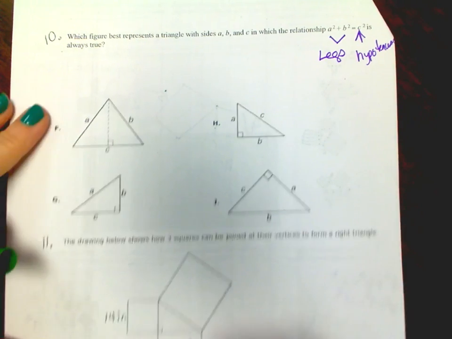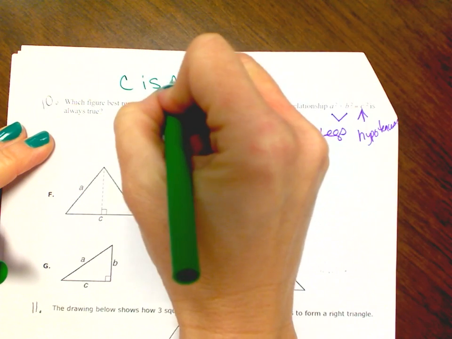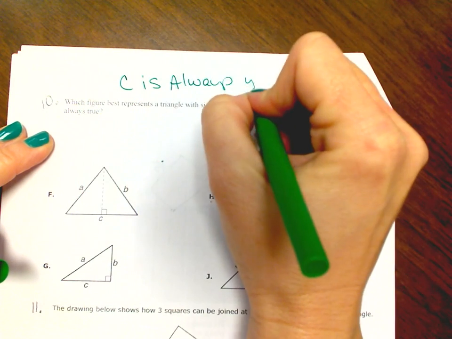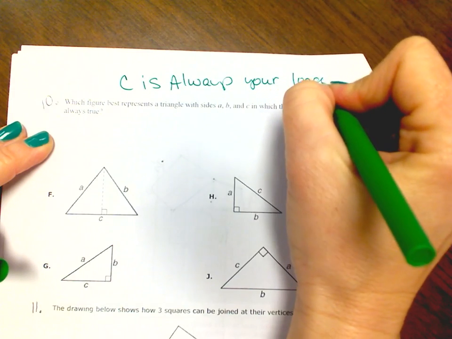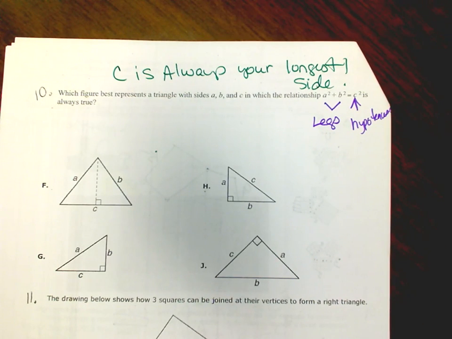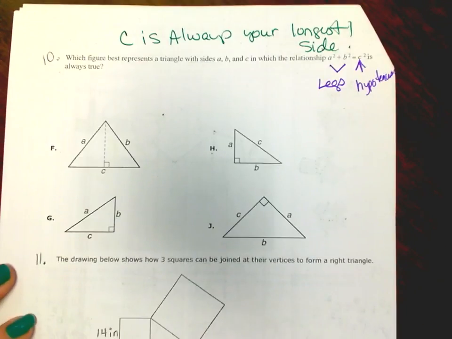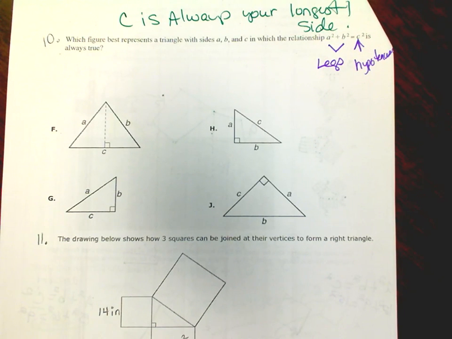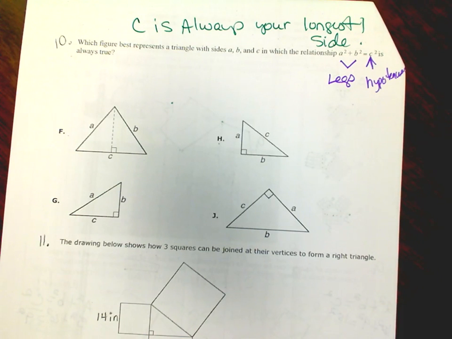Let's write that out bigger. C is always your longest side. Do not forget that. So look at the pictures and see which one is labeling it correctly. A, B has to be your legs. C has to be your hypotenuse, which is your longest side. So which one of these labeled them correctly? I know I've helped you too much already, so you're getting to do a little bit of work on your own. Number 11.